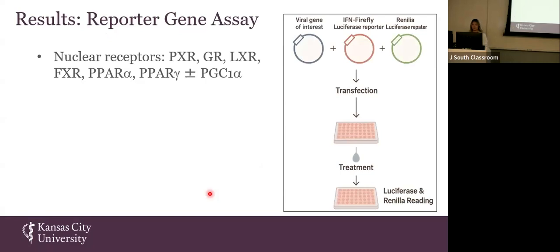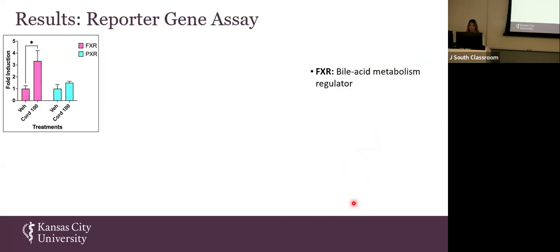In our last study, we performed a reporter gene assay on these nuclear receptors. So these are the nuclear receptors that we investigated with and without PGC1 alpha, which is a co-activator. We transfected the cells with plasmids, and one of the plasmids had our gene of interest. We treated the cells with cordyceps, and we were able to measure the luminescence. So these are our results.